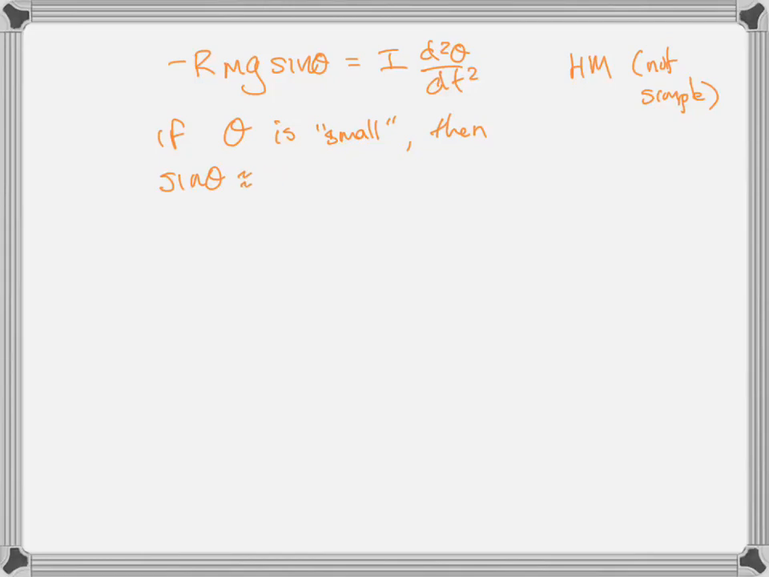Sine theta is approximately equal to theta. It's called the small angle approximation. And you might ask, what does it mean for it to be small? It depends on how accurate we want to be, right? That's just like the approximations that we use in relativity. It depends on how accurate you want to be.